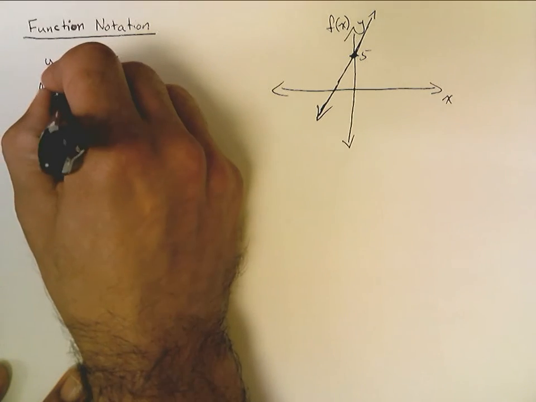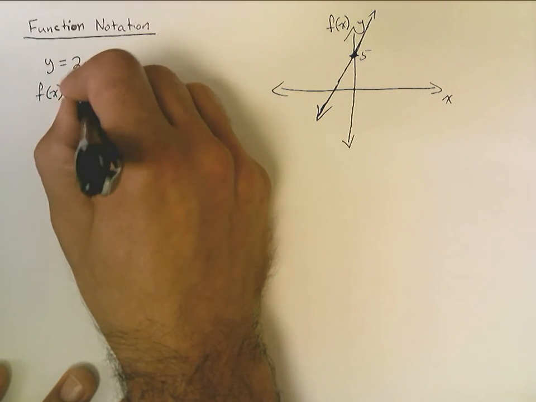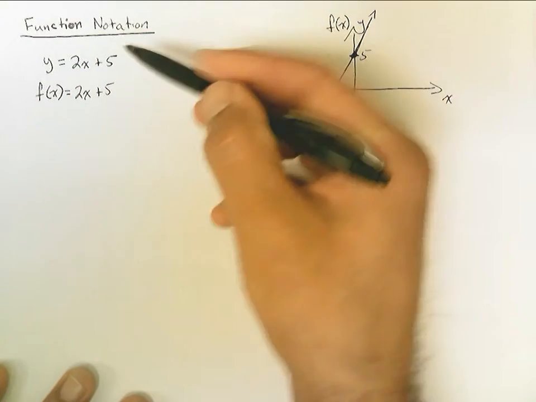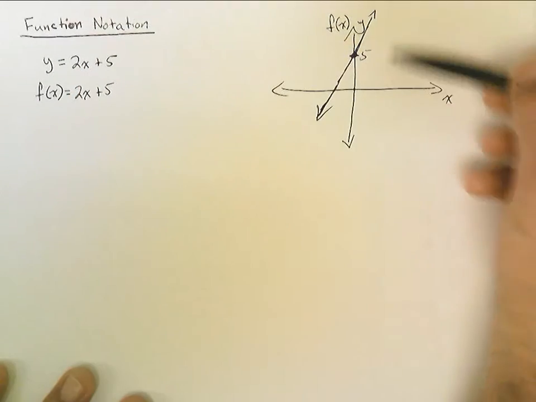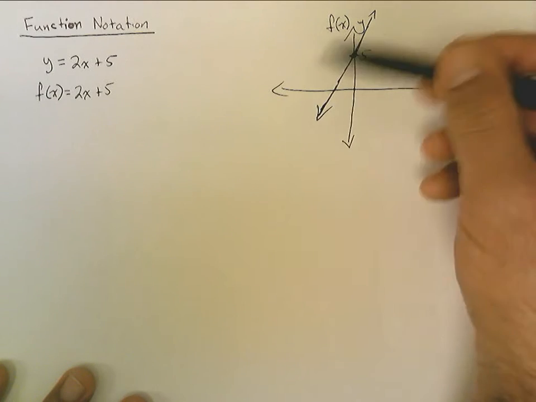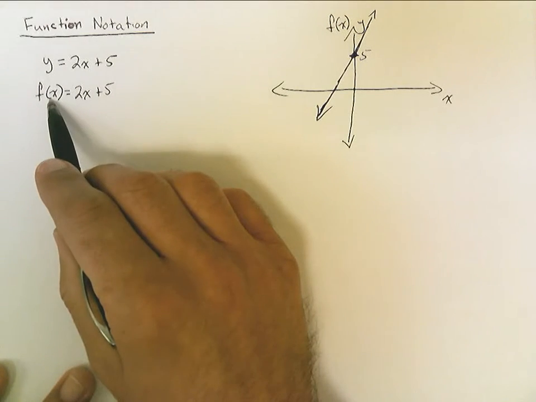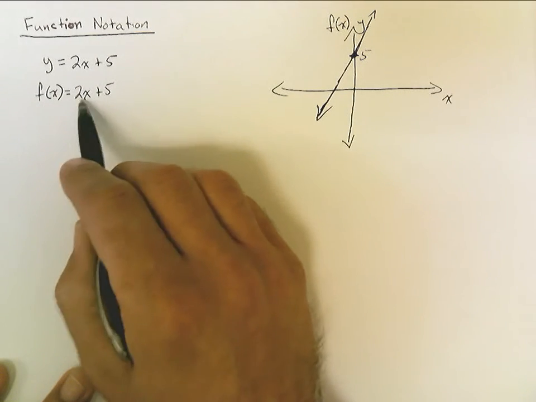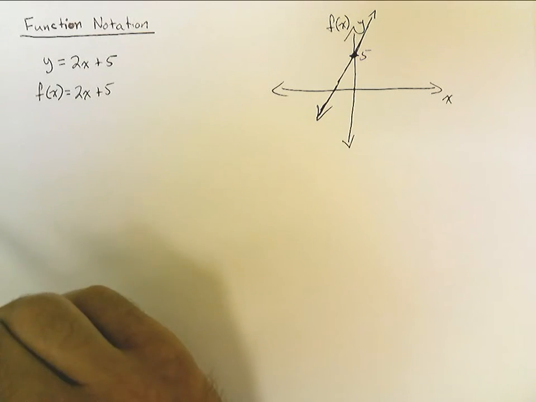But we'll say that f of x is equal to 2x plus 5 now. So here's the notation that we're using when we want to focus on just the function as a set of ordered pairs. Here, we're going to focus on the actions being done to x.